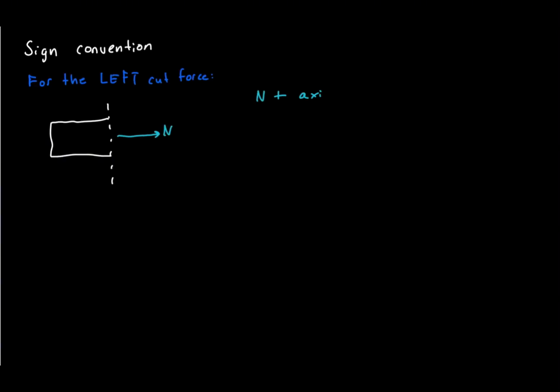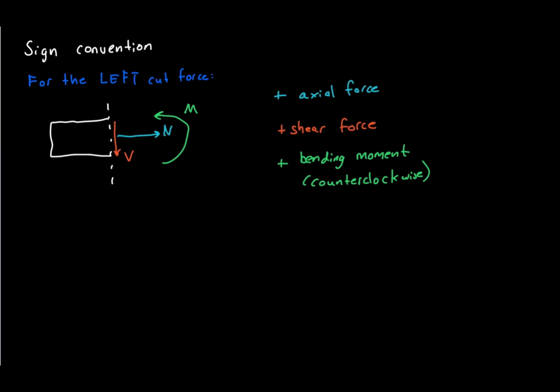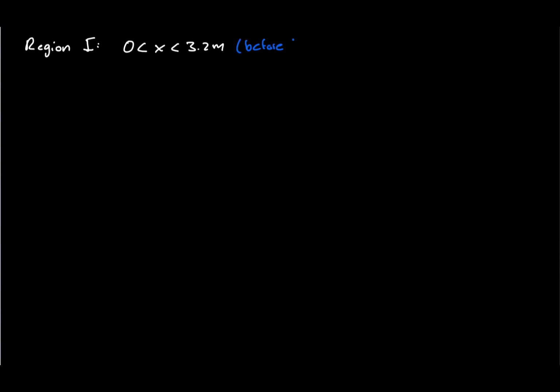For our sign convention, on the left cut face, positive axial force points to the right, positive shear force points downward, and positive bending moment is counterclockwise. If a result becomes negative, that simply means the real direction is opposite to the direction we assumed.